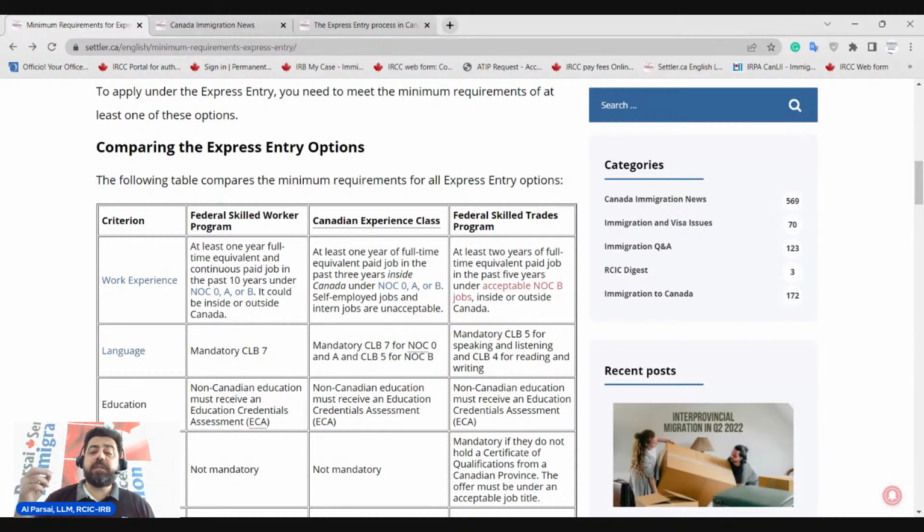In terms of the job experience, you need to show 2 years of full-time job experience in the past 5 years under this program. So for Federal Skilled Worker Class, you need to show your job experience in the past 10 years. For Canadian Experience Class, you need to show your job experience in the past 3 years. For Federal Skilled Trades Program, you need to show your job experience in the past 5 years. You need to show that you have accumulated at least 2 years of work experience under a skilled trades program as defined by IRCC.